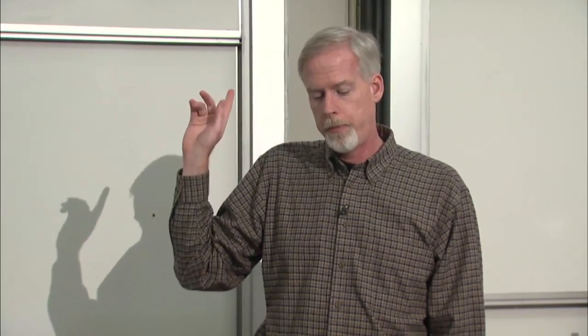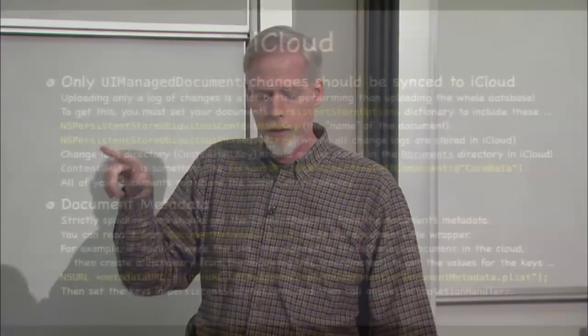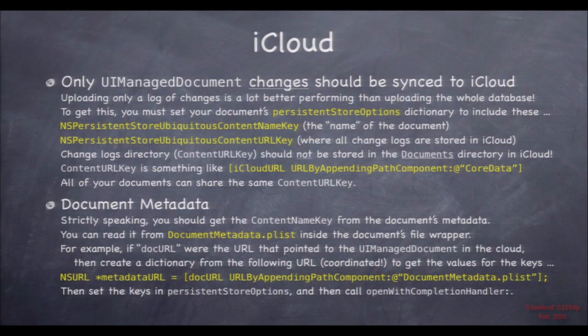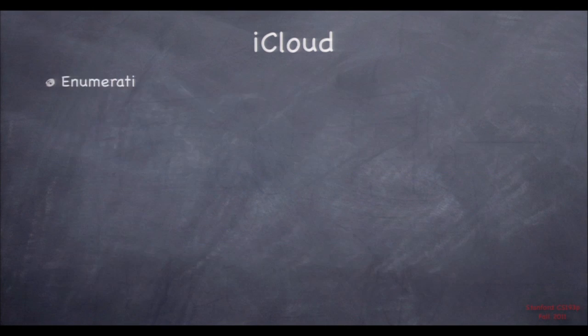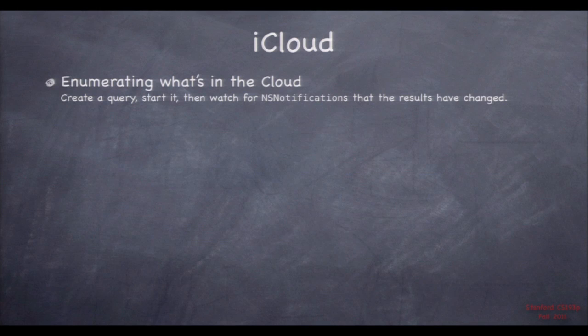But in reality, especially if the name inside the persistent store ubiquitous content name key is the same name as the file, a lot of times people skip this step. I'm going to skip this step for the demo just for speed, but really you should be doing it this way. You should get your metadata.plist out of your document's URL, look in there, get this key, and then set this key in the persistent store options. And that's it.